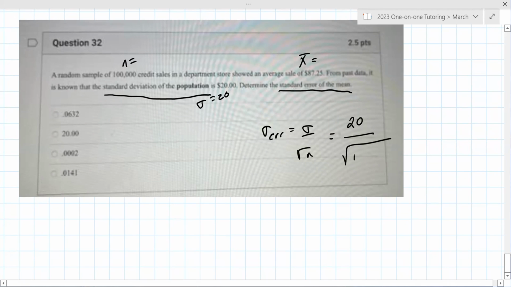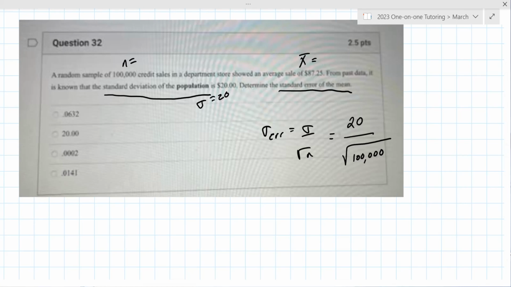Two, three, four zeros. You want to try calculating that for us? Yep. I got 0.0632. So A. Yes.